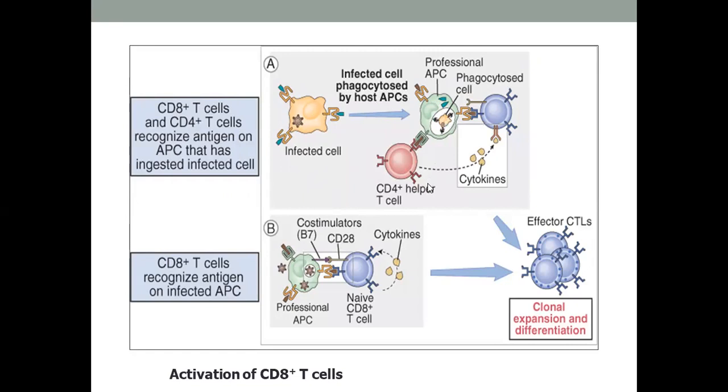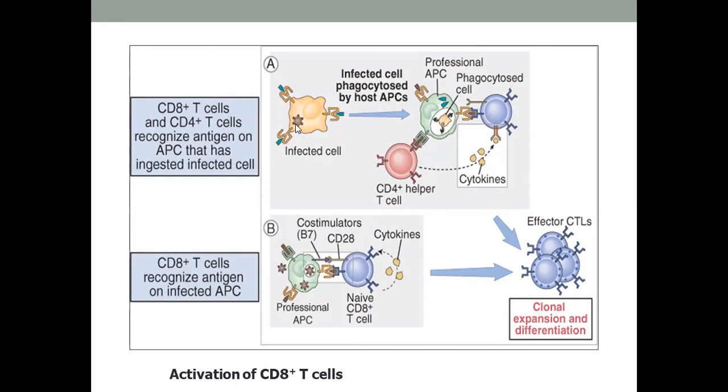So after the interaction, these helper cells cause further activation of the effector cells to produce their effect. Now, these CD8 and CD4 cells recognize antigen on the APC that has ingested it. This whole story is this. Okay, proceed, the antigen presenting cell.